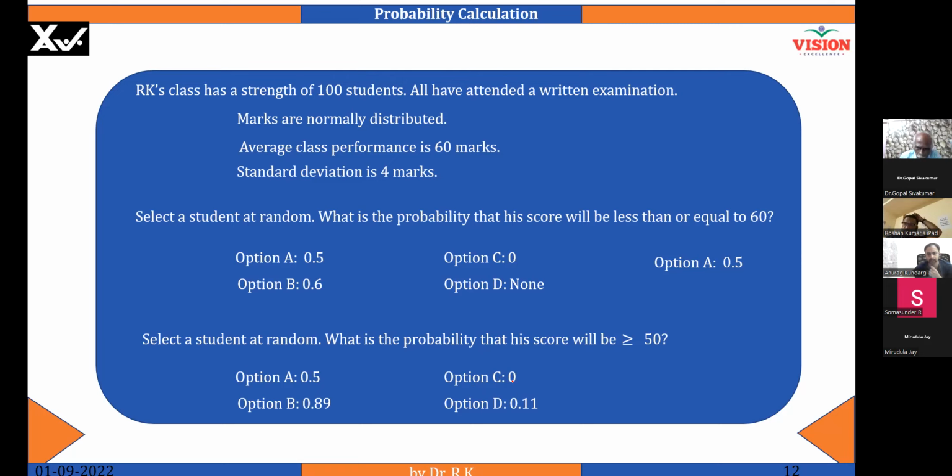Will it be option 0? No, sir. Will it be 0.5? No, sir. Because greater than 60 is 0.5, so greater than 50 will be greater than 0.5, yes or no? Yes, sir. And there is only one value which is greater than 0.5 here. Now tell me the answer. 0.89, Option B, sir. You don't have to use any calculator, all you need is smartness. That's why I said if you pass RKs, you will score 90 marks there, don't worry.